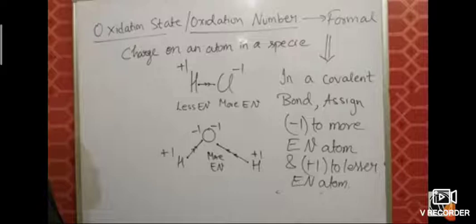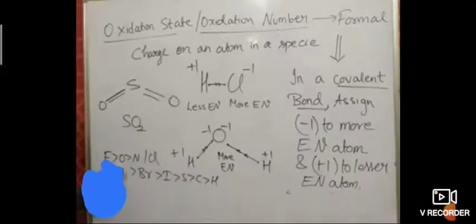Next you see another example, H2O. In this also hydrogen is less electronegative, oxygen is more electronegative. So the charge for oxygen is -2, and the charge for hydrogen is +1. So this is the way we have to calculate the oxidation state by using the structure.